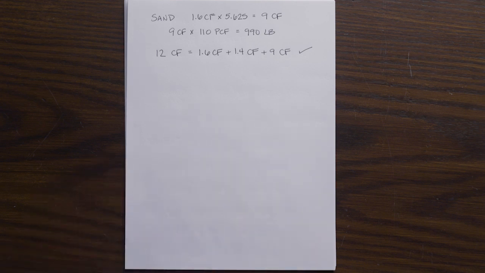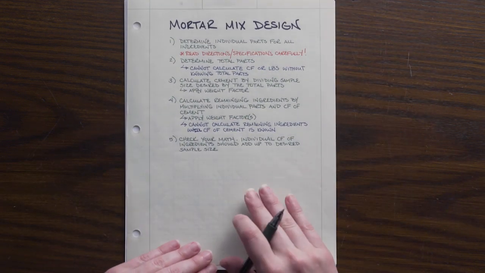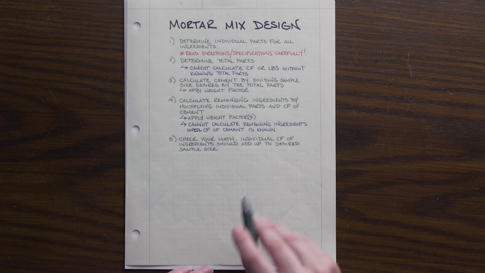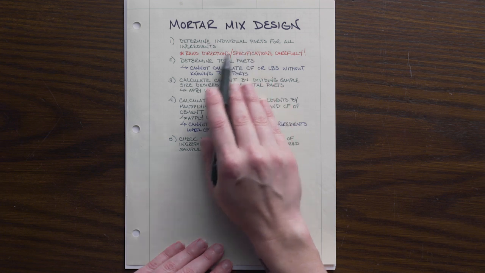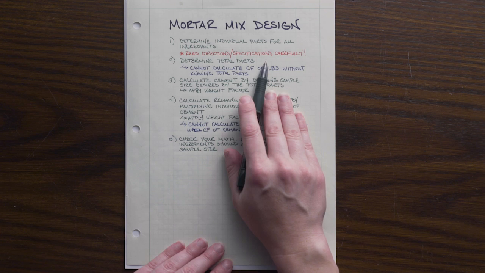Posted on Blackboard is the step-by-step instruction for our mortar mix design. If you ever are confused or need a reference back, this is available for your reference. So we start off looking at the individual parts, always basing with a cement part of 1, or 1 part cement, and everything else is based off of that. Again, make sure you read all the directions and specifications carefully so you know if there is a range, what portion of that range you're going to use in your calculations.